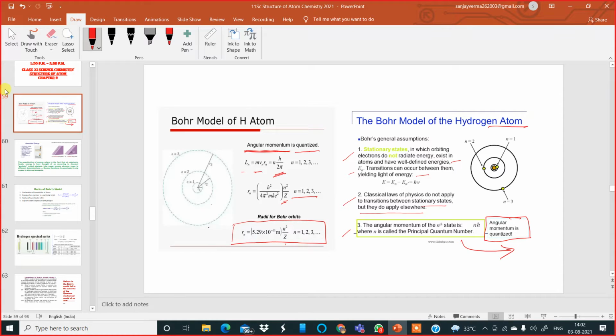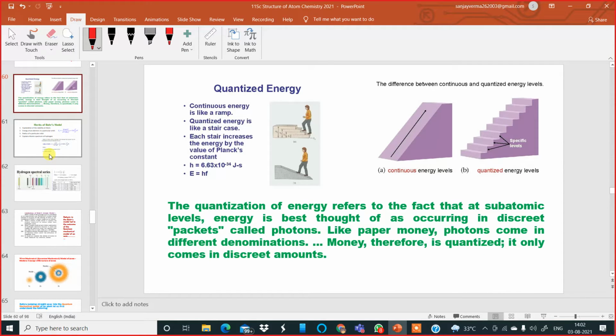Now the word quantum, quantized, is coming again and again. Let us try to understand this word quantum. What is quantized energy? Let us see. Continuous energy is like a ramp. But quantized energy is like a staircase. Definite packets. Each stair increases the energy by the value of Planck's constant.